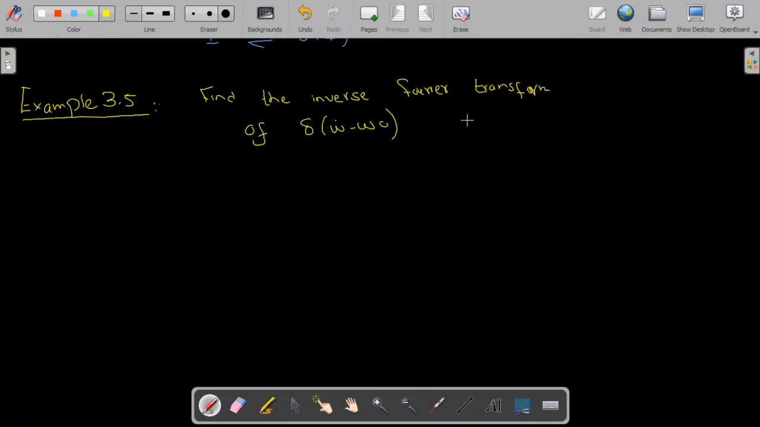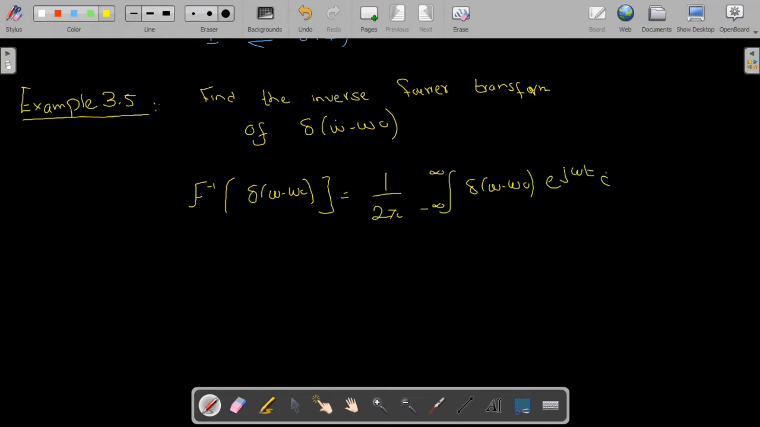Next example is to find the inverse Fourier transform of delta of omega minus omega naught. So now we have a shifted impulse signal, which is shifted in the frequency domain, and we need to find the inverse Fourier transform. Again we know the formula for the inverse Fourier transform. The formula is again 1 by 2 pi, with the range of integral from minus infinity to infinity. We are going to write the function, delta of omega minus omega naught, and then we have e power j omega t d omega.